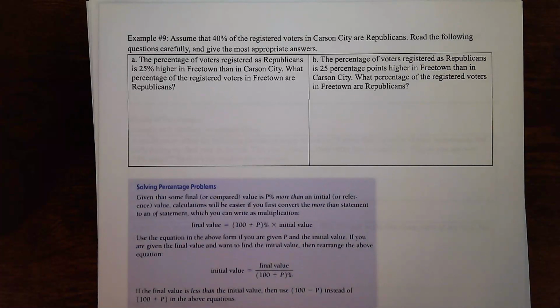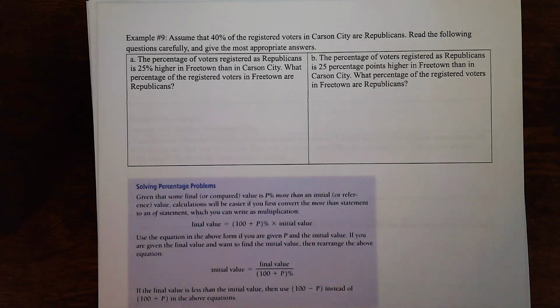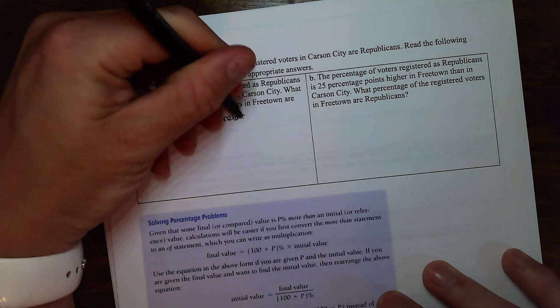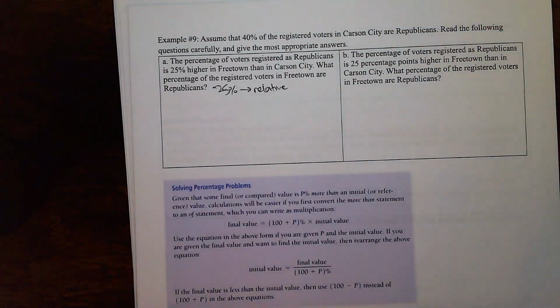And so we're told that the registered Republicans in Carson City is 40%, and then the Republicans in Freetown is 25% higher. So we're interpreting this 25% to be a relative difference. We're assuming that to be a relative difference, okay? The wording's a little tricky here. As I said, sometimes they use those percents and we don't know exactly, are we talking about relative or absolute? So we interpret it as relative difference.